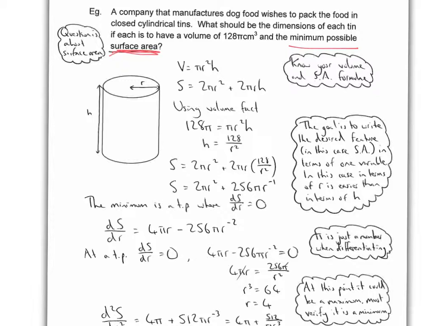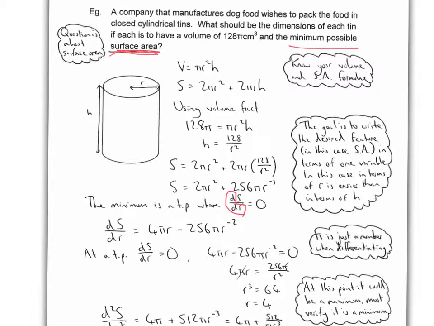Minimums mean that it's a turning point or a stationary point. So I want to find when this is a minimum. Now, people tend to say dy dx, but in this case you're talking about s. You want to find out when s is a minimum. So we're trying to differentiate s with respect to r. R is the letter going on in this. So I'm going to work out what ds dr is and find out when it's 0. When ds dr is 0, I have a turning point.